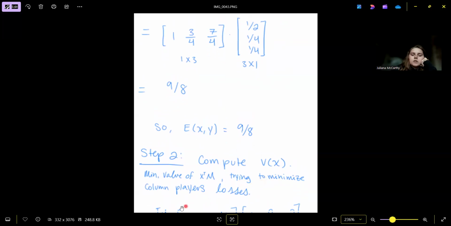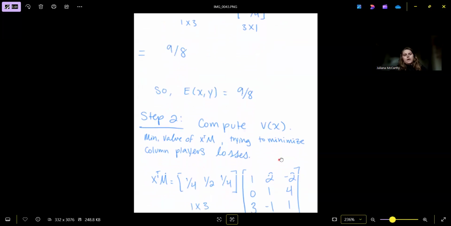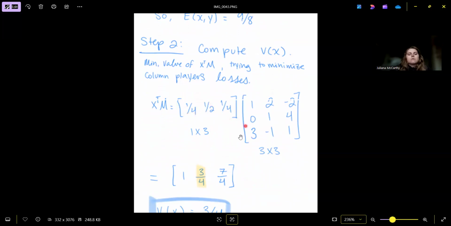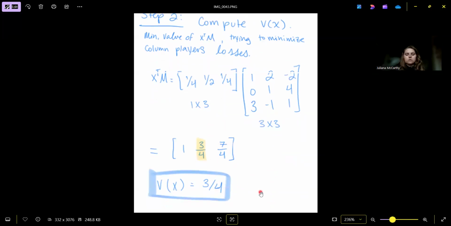For step 2, computing v of x, remember this is the minimum value of x transpose times m. We're trying to minimize the column player's losses. So x transpose times m, we did that above in the first part. 1/4, 1/2, 1/4 times m. X transpose times m, so it's a 1×3 times a 3×3. We're going to get a 1×3. And we end up getting 1, 3/4, 7/4. We want to find the minimum value. So looking at them, 7/4, that's greater than 1. 3/4, that's less than 1. And then 1 is 1. So 3/4 is our answer. V of x equals 3/4.